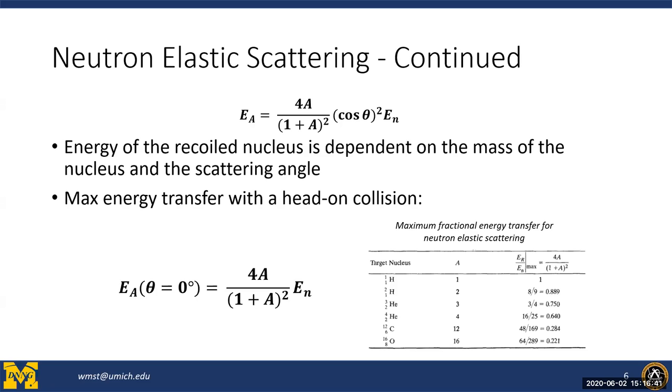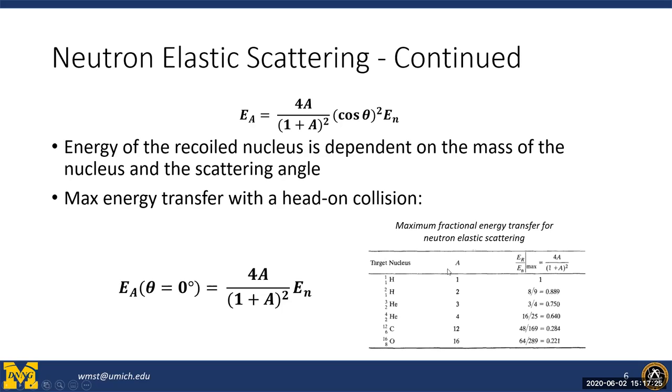similar manner. And this is opposite that of what we see at gamma rays, where gamma rays deposit the majority of their energy backscattering in Compton scattering at 180 degrees. We see neutrons depositing the majority of their energy when they have a head-on collision, when they scatter at 0 degrees. So we can see here cosine of 0 is 1, and when we plug that in, we see that the maximum energy or maximum recoil energy of any given atom is just proportional to its mass and the incident neutron energy. And here I have a list of fractional energy transfer for neutron elastic scattering for several target nuclei.